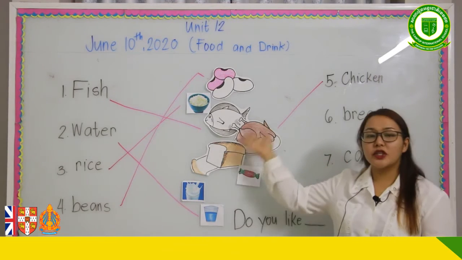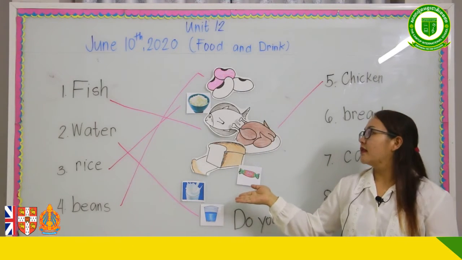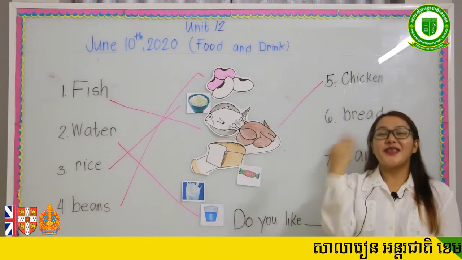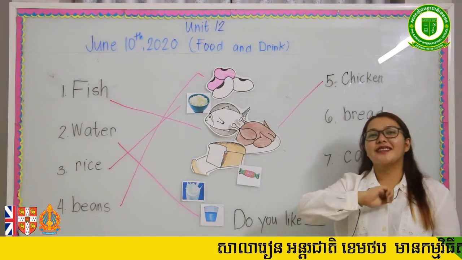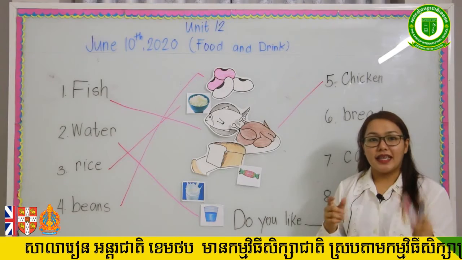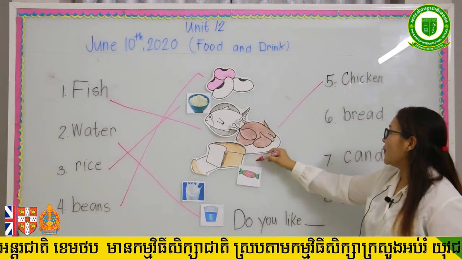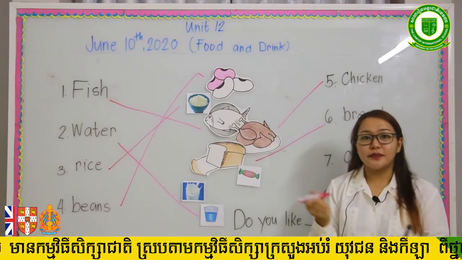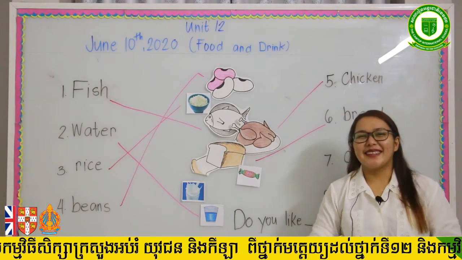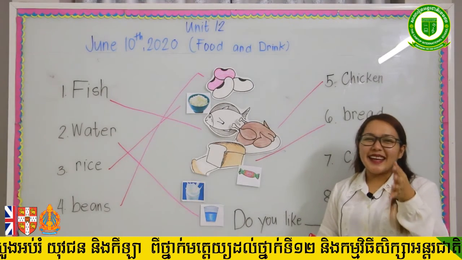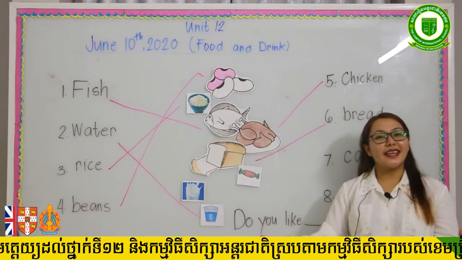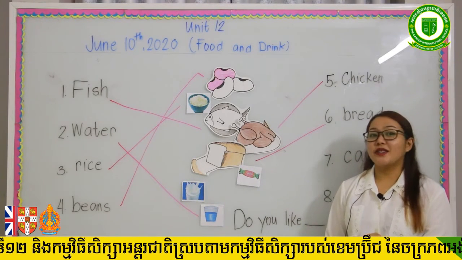Okay, next, bread. Which picture shows bread? I'll give you 1, 2, 3, 4, 5. Bread. I hope your answer is again correct, kids. So, bread. Do you like bread? I think you don't like bread, but you like maybe cake. So, bread. If you don't like it, you can say, no, I don't.